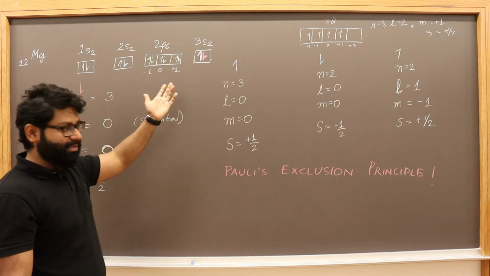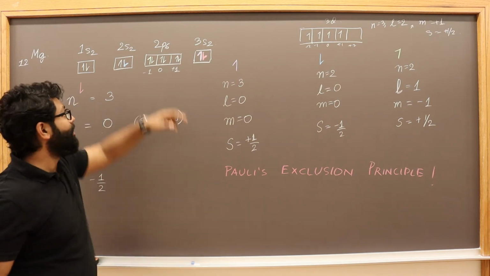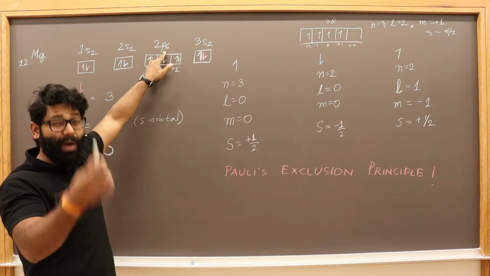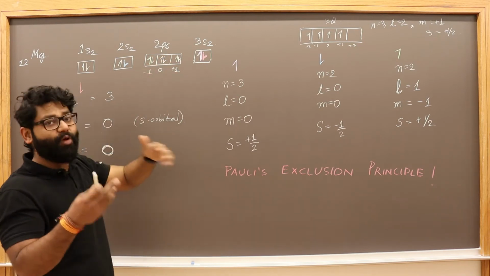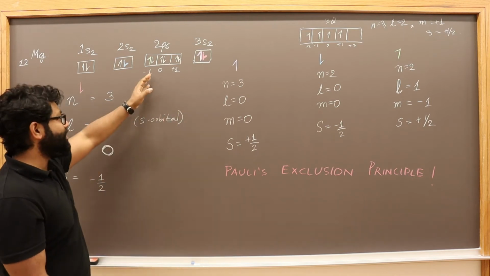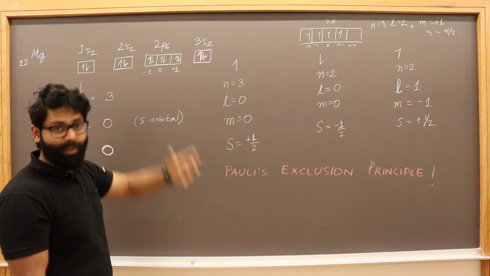What are the different possible numbers? It can go from minus L to plus L. What is the L of p? The azimuthal quantum number of p is 1. So the magnetic quantum number, since it can go from minus L to plus L, will in this case go from minus 1 to plus 1. So it goes from minus 1 to 0 to 1.